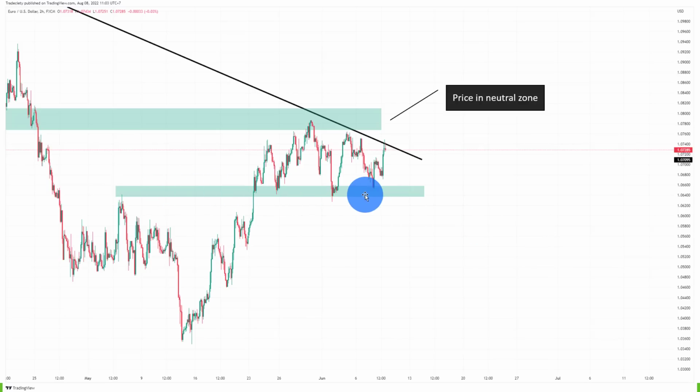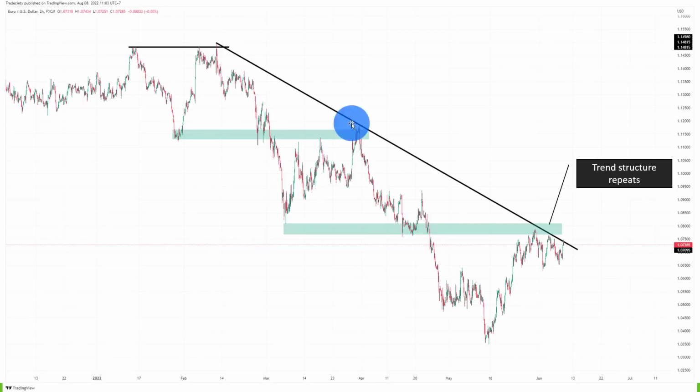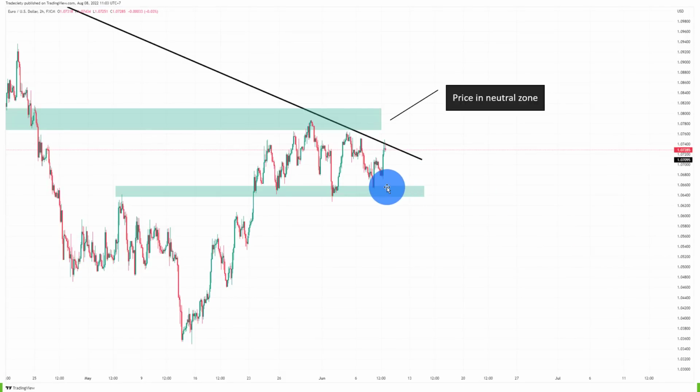Resistance turning into support. So at this point, it's not 50-50, I would say. The chances for going higher or lower, I don't think it's 50-50. I would still think it's a little bit more bearish because overall this is a long-term bearish trend and we have not seen support being broken or resistance being broken rather. We are still trading below resistance. So we are a little bit more bearish than bullish.